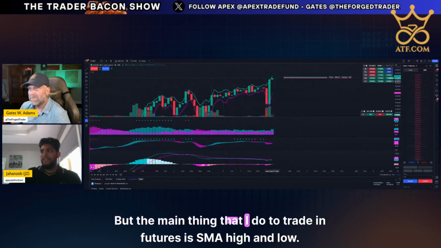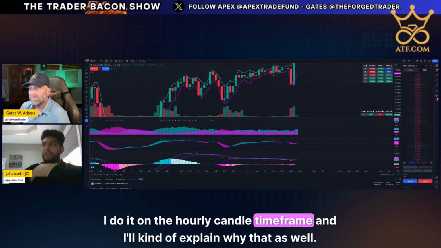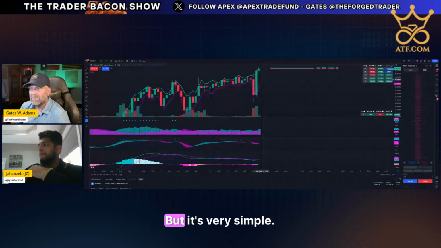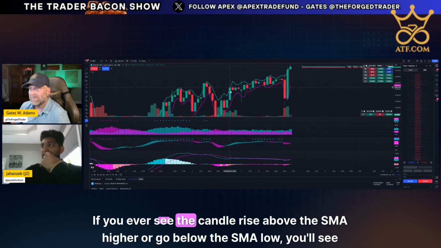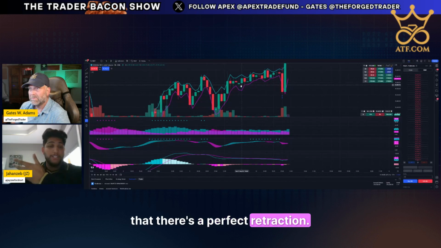But the main thing that I do to trade in futures is the SMA high and low. And it's very simple. I do it on the hourly candle time frame, and I'll explain why as well. If you ever see the candle rise above the SMA high or go below the SMA low, you'll see that there's a perfect retraction.